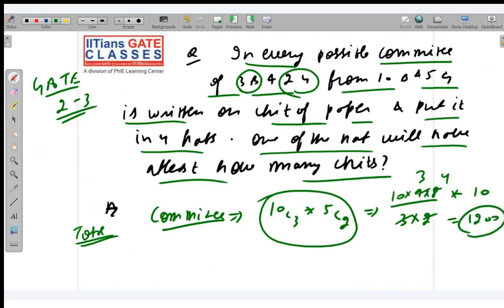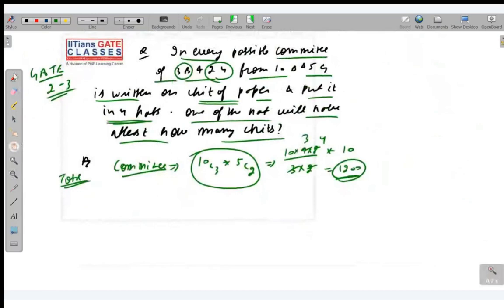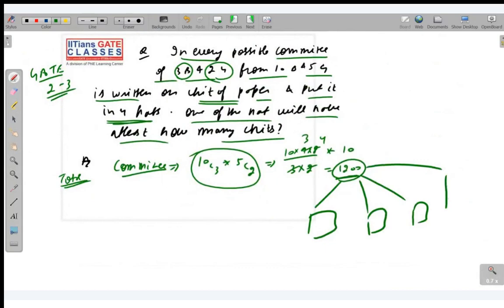Now they are saying every possible committee is written on a chit of paper. So you have made 1200 chits, and on each chit you have written a committee, like boy 1, boy 2, and so on. You have put them in 4 hats. Now they are saying one of the hats will have at least how many chits?